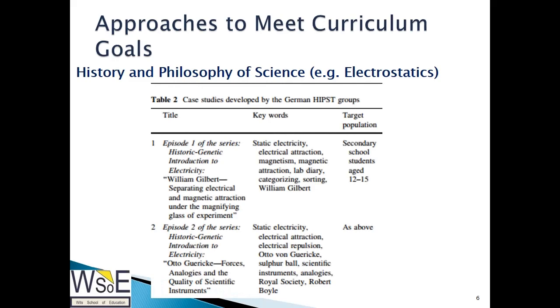There are 2 episodes there. The series covers the historic genetic introduction to electricity, William Gilbert separating the magnetic attraction under a magnifying glass experiment. Then there's also the electric forces, analogies, and the quality of scientific instruments. So again, here are the episodes with the historical approach and the experiments they did, the authentic experiments and so on.